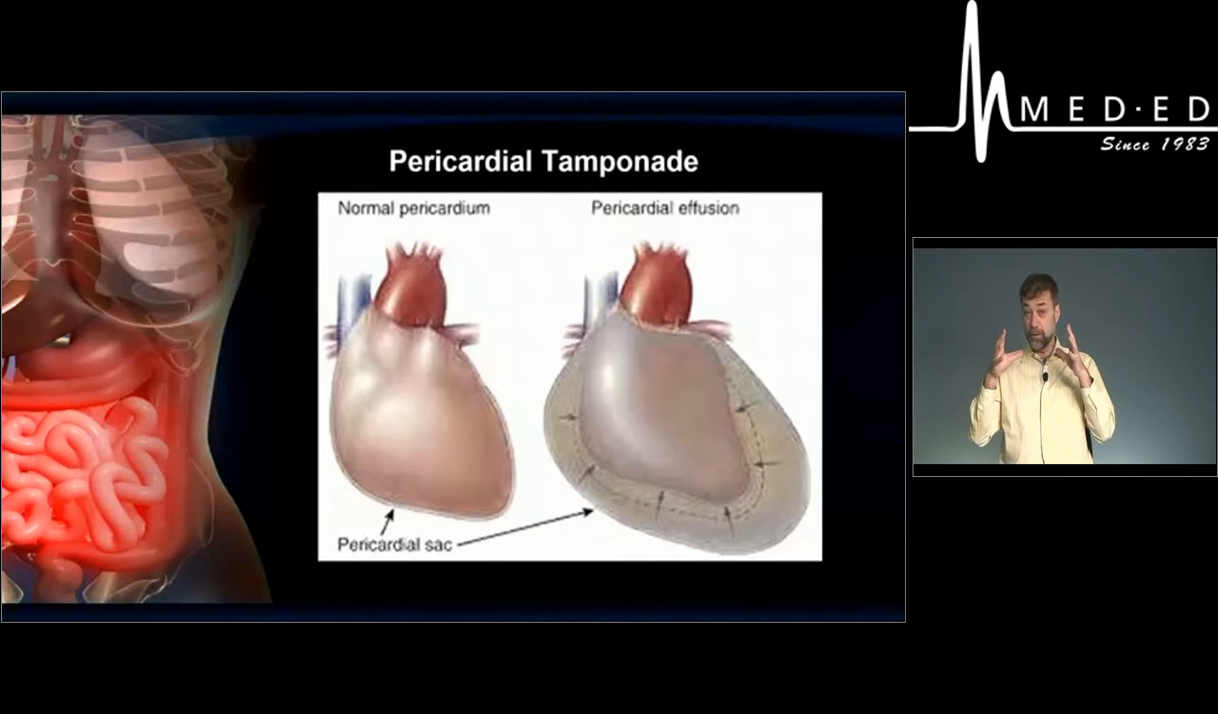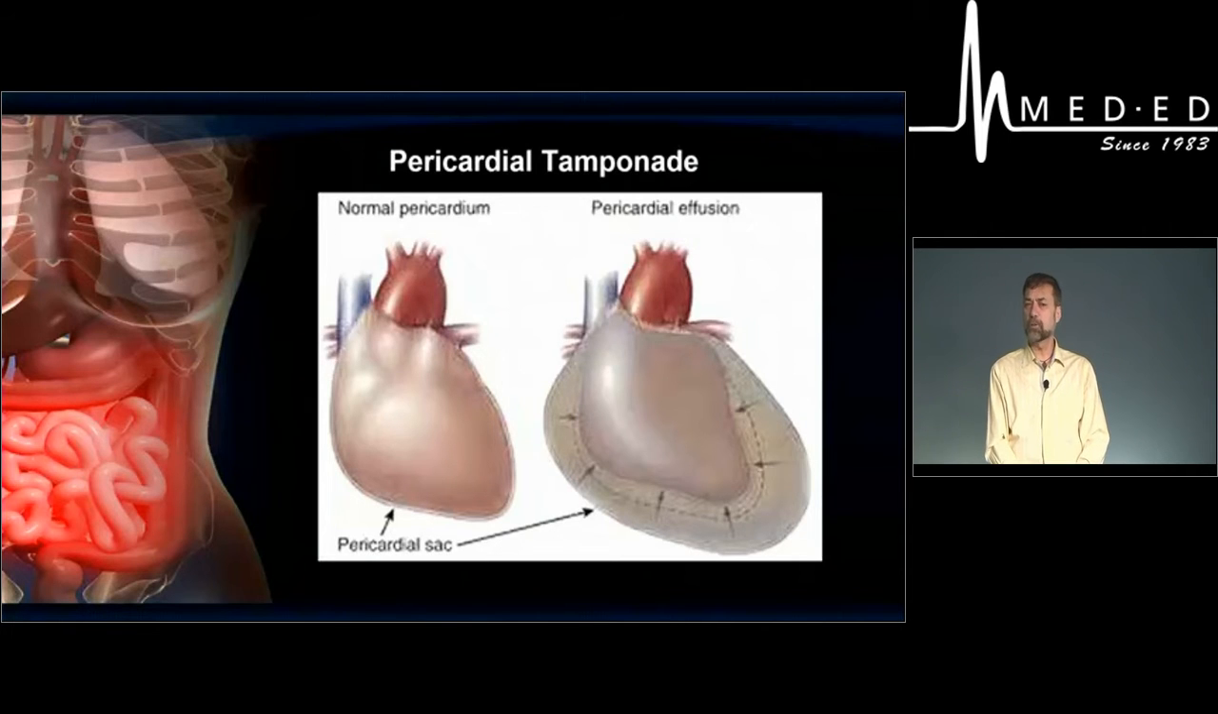But once you get 100 mLs of fluid in the sac, it doesn't stretch much anymore, which means that everything inside, including the heart, is going to be compressed as fluid continues to build. And that's going to decrease filling of the heart during diastole. And that's really where the problem with pericardial tamponades comes in: you get an obstructive shock as the ventricles are crushed inside of the sac.